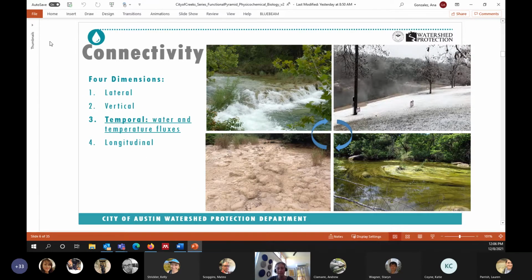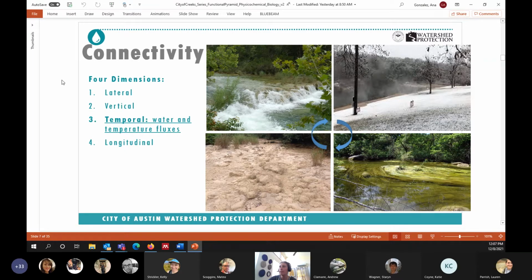The other connectivity dimension is temporal. We live in an area that is boom and bust, famine and feast, moving from droughts that are extended, super hostile, to floods that are hostile as well and stressful for our stream function. But that's not the only temporal change. We also have a pretty wide change in temperature over time. Super hot summers, but then all of a sudden we get these pulses in the winter. Organisms respond and are adapted to these temporal changes, and Andrew's going to go over that as well.